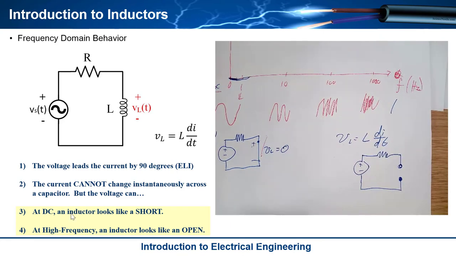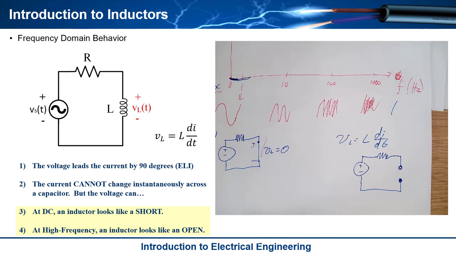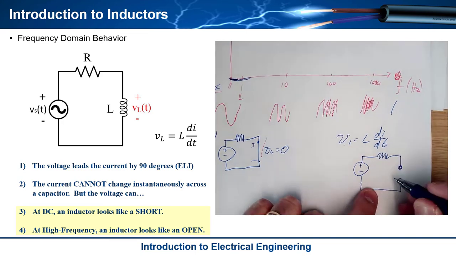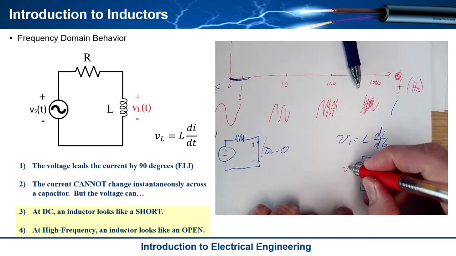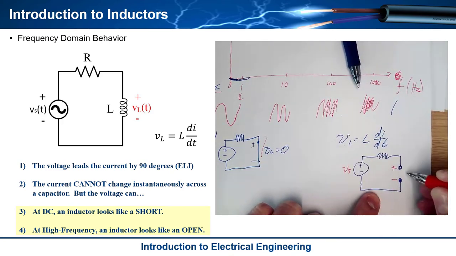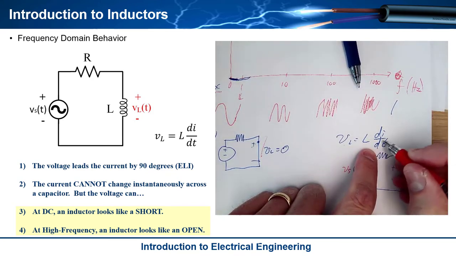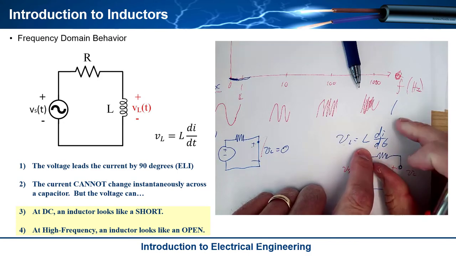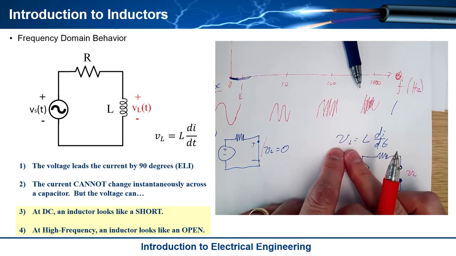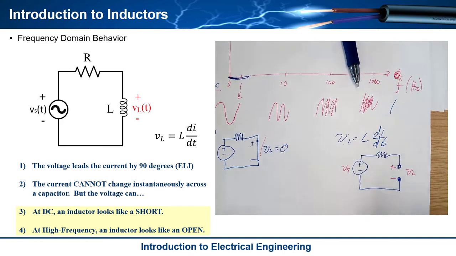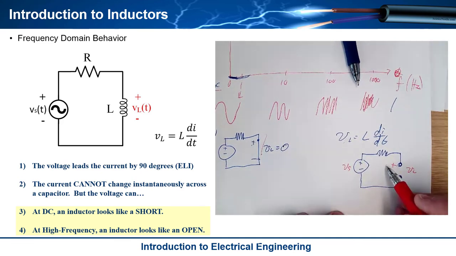And so that's why we say that at DC an inductor looks like a short, and at high frequency an inductor looks like an open. For this circuit, all the voltage from the source right here would be developed across the inductor. That's because your rate of change of current going back and forth is so high that you could let all the voltage in the world develop across this, meaning that it looks like an open circuit. That's the model that we use. So in this circuit, if you had an open circuit, Vs would be VL.